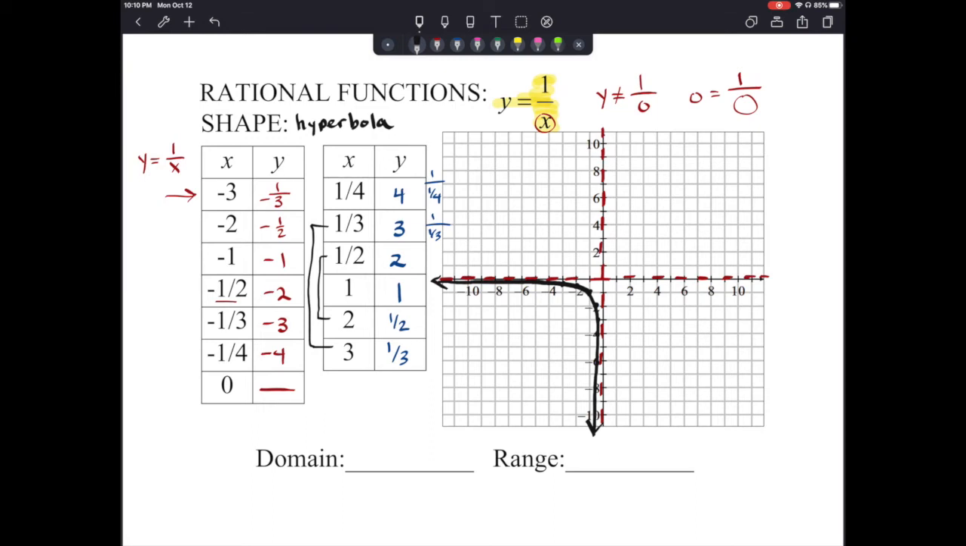So let's go ahead and plot those points. We have 1/4, 4. We have 1/3, 3. 1/2, 2. We have 1, 1. We have 2, 1/2, and then 3, 1/3. And you'll see it's got that same shape it has down in the third quadrant.